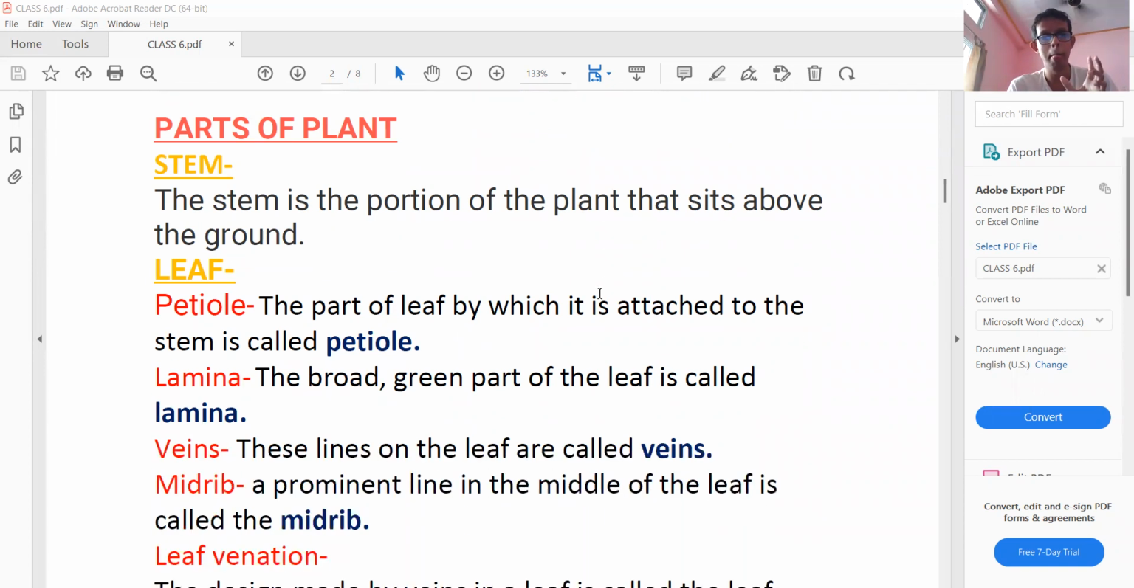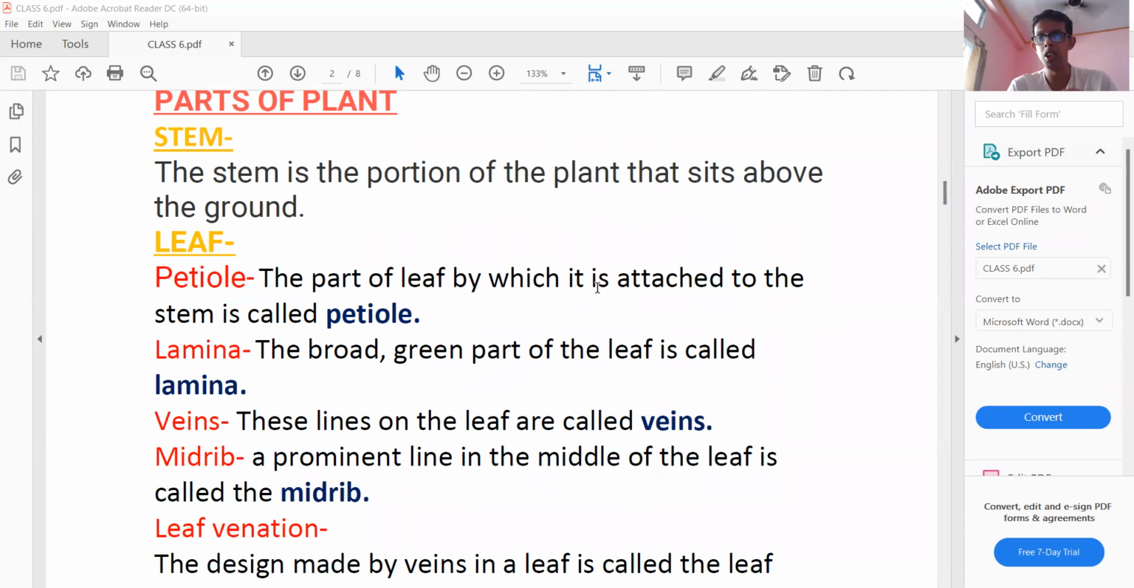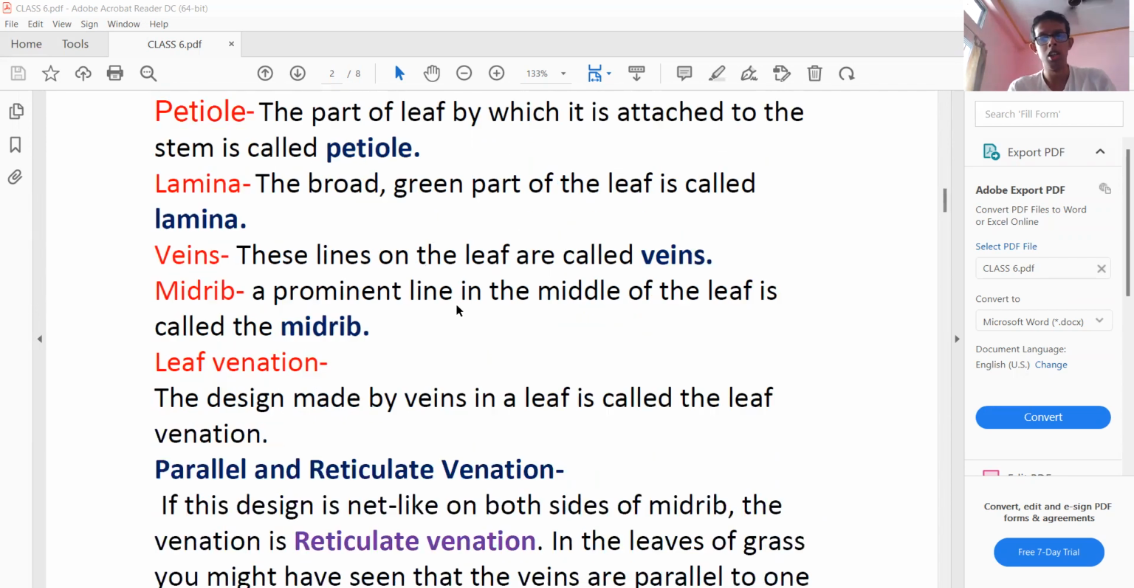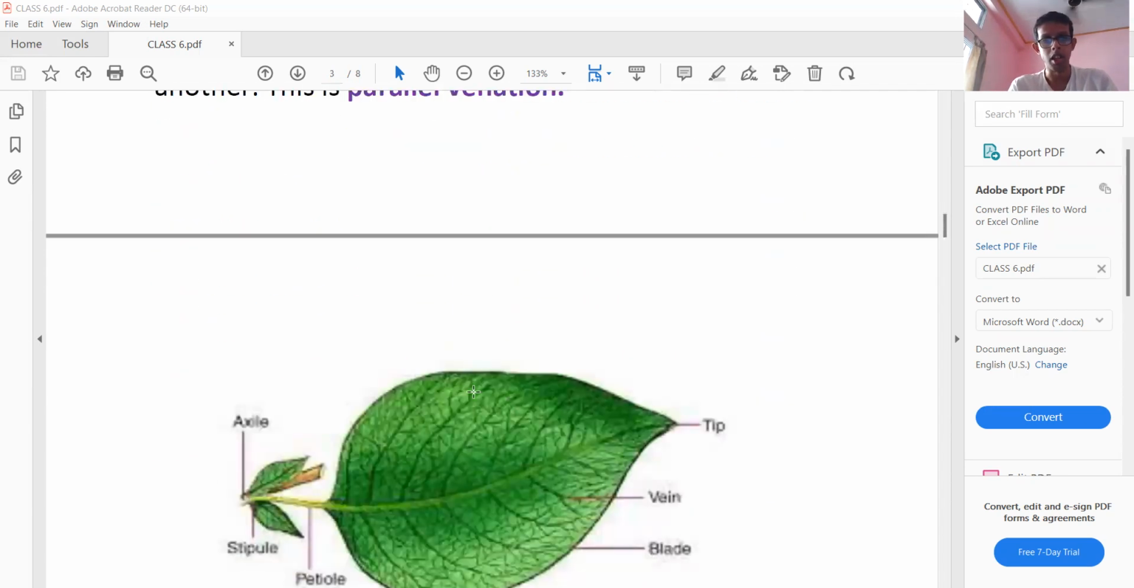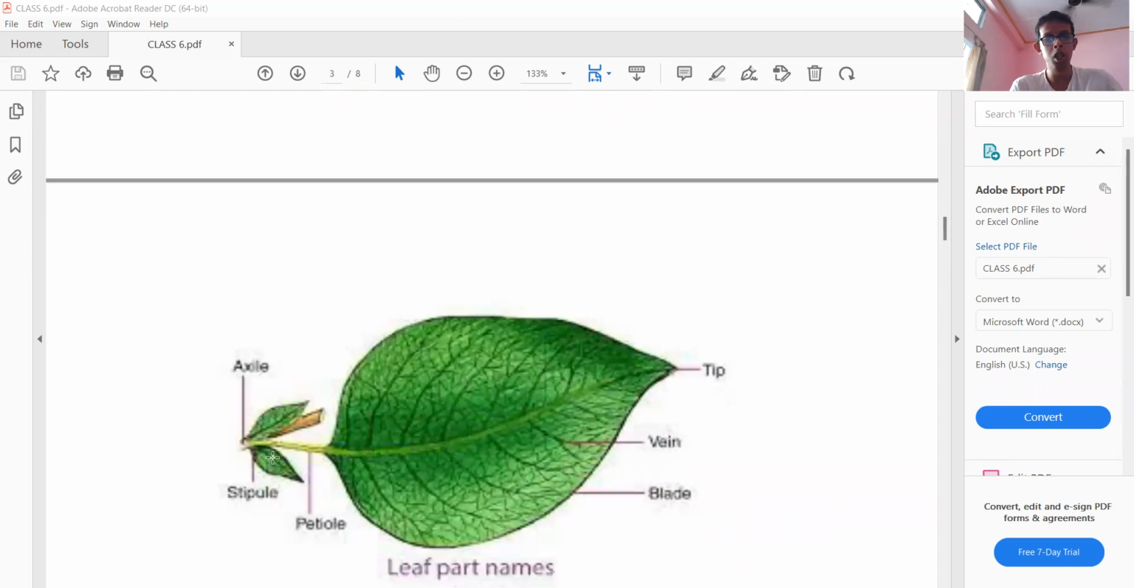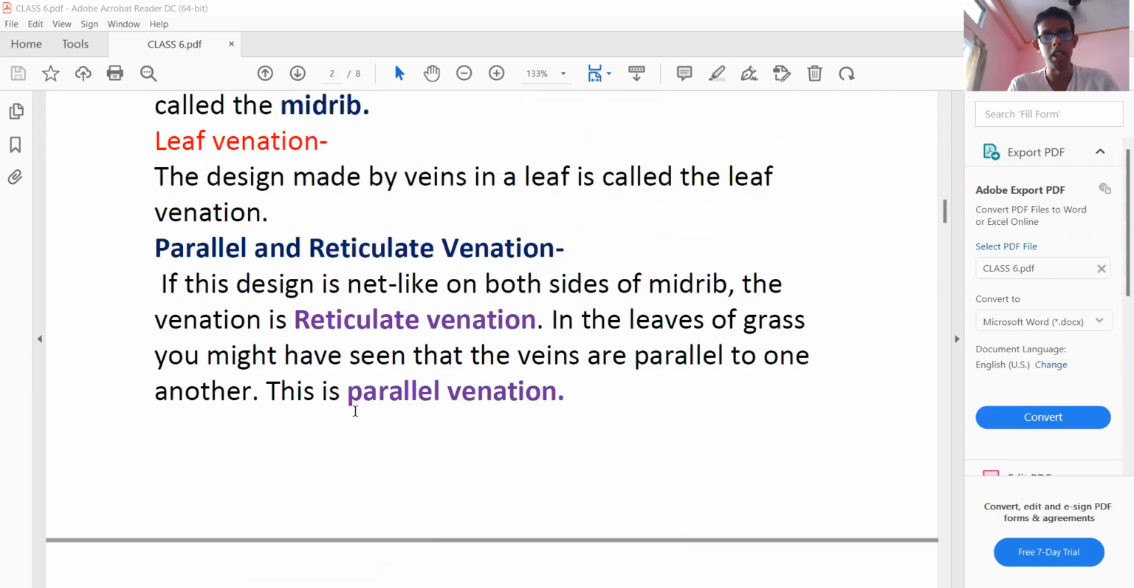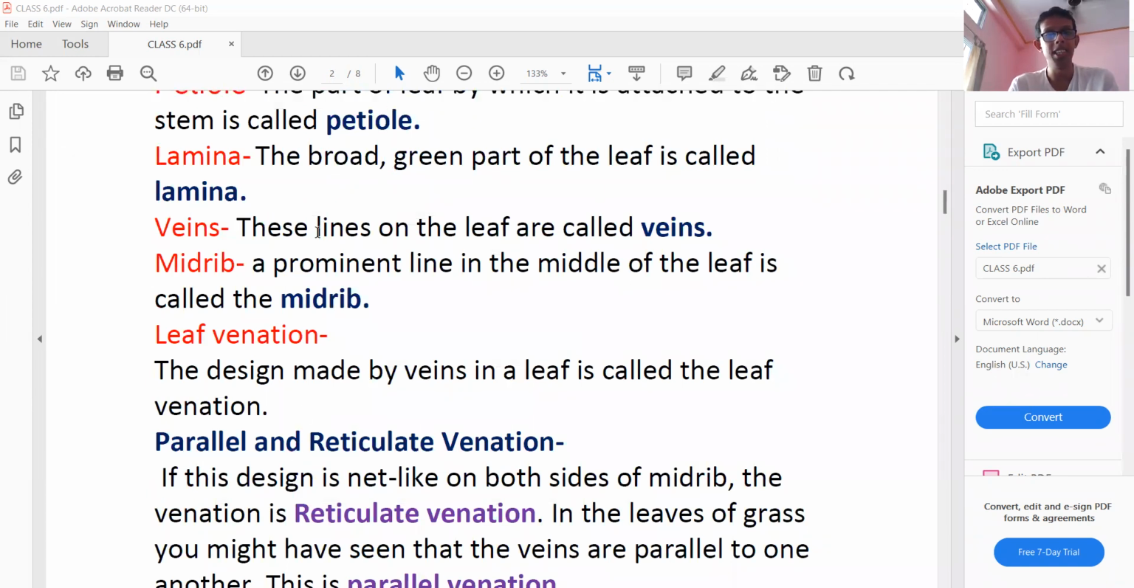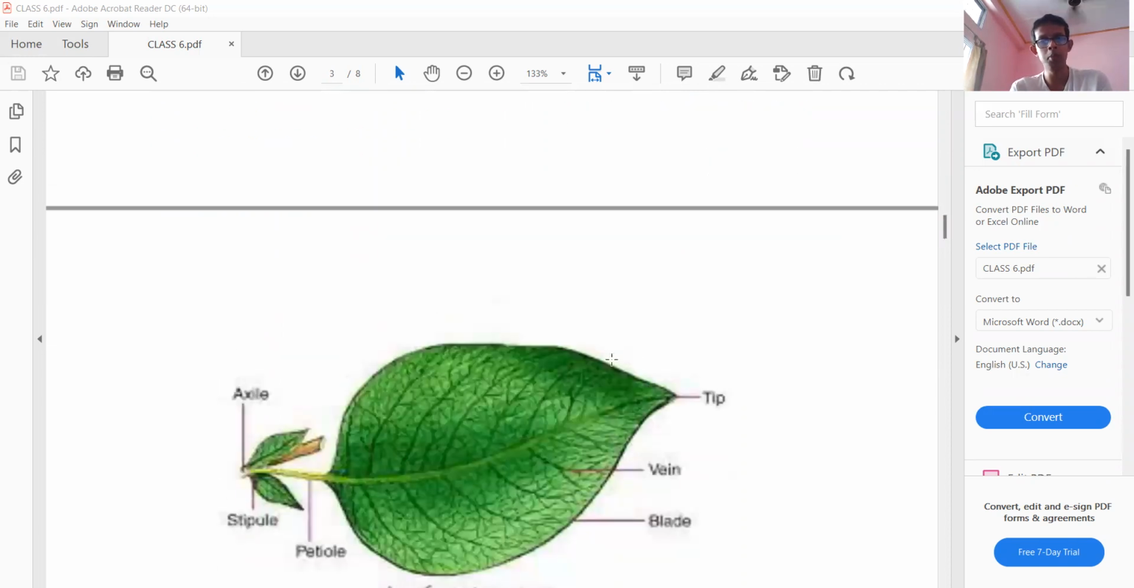Okay. Next, what is leaf? Now let us look at a leaf and try to understand the different parts of a leaf. Okay. Leaf. This is a leaf. The portion of the leaf that is attached to a stem is called the petiole. This is a petiole. See, this is a petiole. Next. What is lamina? The broad green part of a leaf is called the lamina. Means this portion is called the lamina of a leaf.